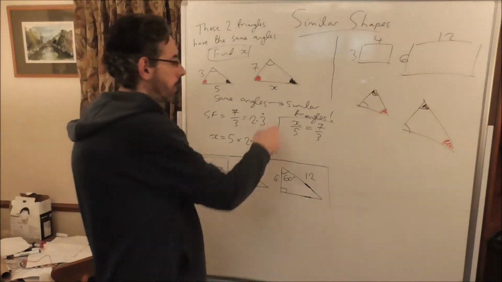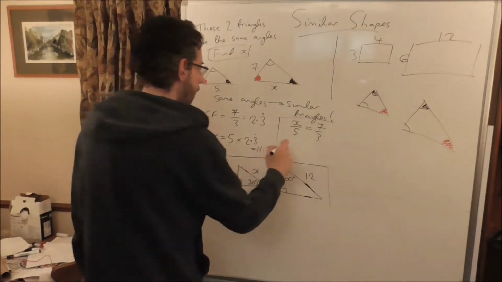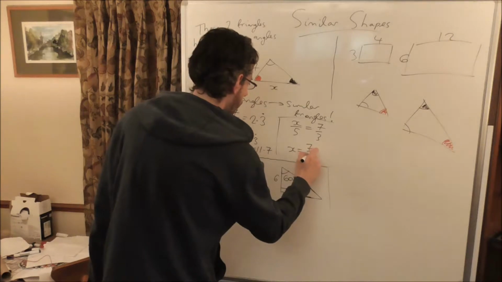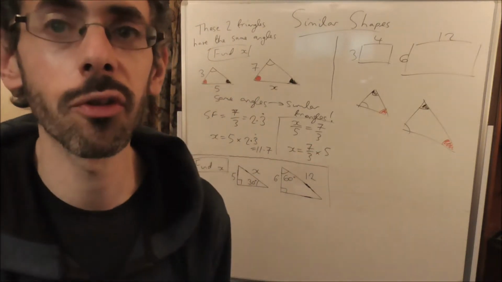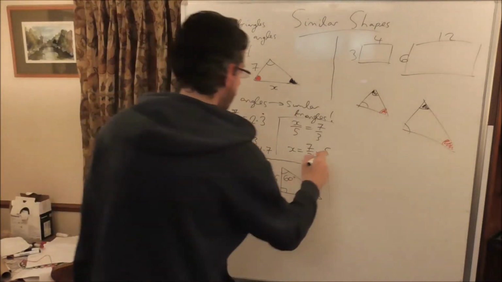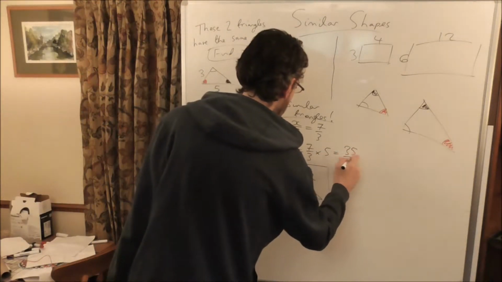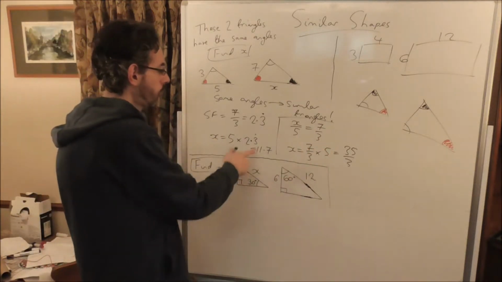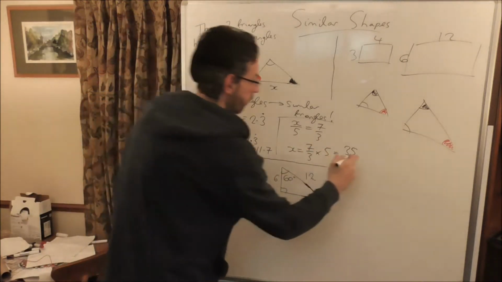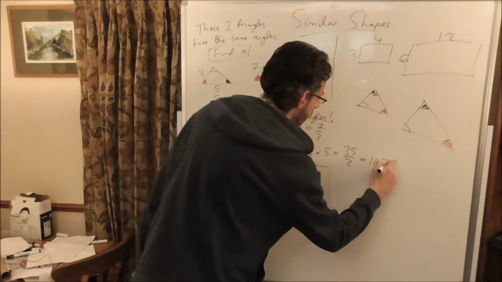So, to get x on its own now, you just multiply both sides by 5. So x equals 7 over 3 times 5. And 7 times 5 is 35. So you just end up with 35 over 3. And if you do that on the calculator, 35 divided by 3, you should get the same as we got over there, 11.7 to one decimal place, 11.7.